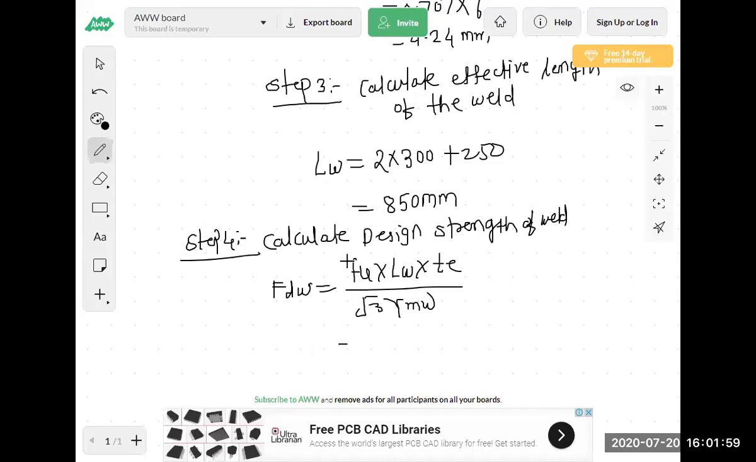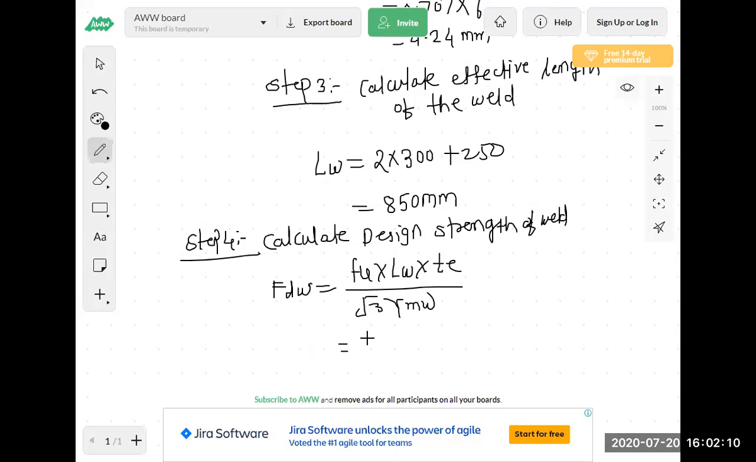So what is the value of Fu? Fu is the ultimate strength of the plate or whichever steel section we have used. So here we have used Fe410 steel. So 410 Newton per mm square is the ultimate tensile strength. Then Lw we have calculated, how much? 850. Then we have calculated t, throat thickness, how much? 4.24, divided by root 3 into gamma mw, which is given, that is 1.25.